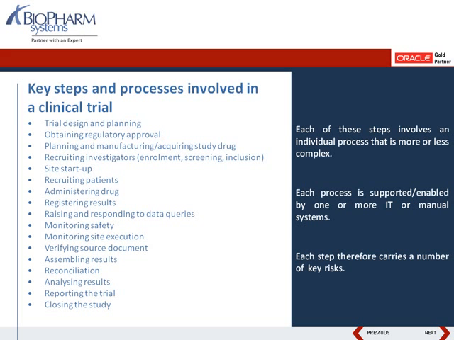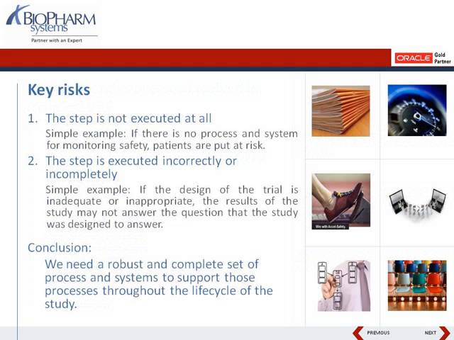So if we now move on and look at what the broad risks are, what the key risks are, then we'll see that they fall into two categories. The first is the risk that the step in the clinical trial process, or in any other process, is not undertaken at all, not executed at all. If we look for a simple example, it may be that in a clinical trial, there is no process or system in place to monitor the safety, and therefore the patients that are actually undertaking the clinical trial are put at some level of risk. That's a step that is not undertaken at all, the risk.